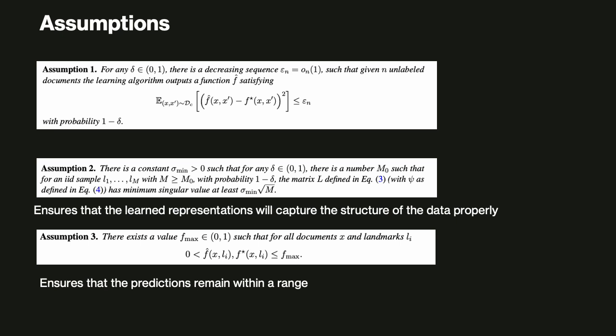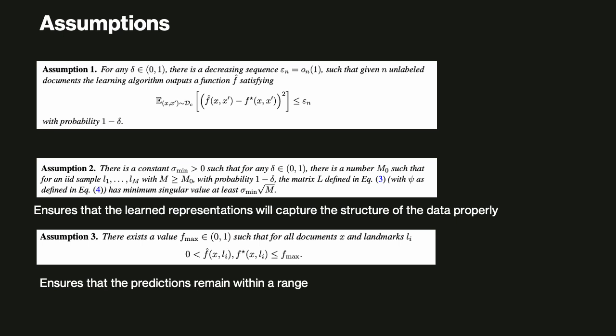So the authors give a set of 3 assumptions. The first assumption ensures that as we increase the number of the unlabeled documents, the error between the learned function f hat here and the optimal function f star will decrease with a probability of 1 minus delta. So this is basically guaranteeing us consistency, and the more data we have, the more accurate our learned function will be.